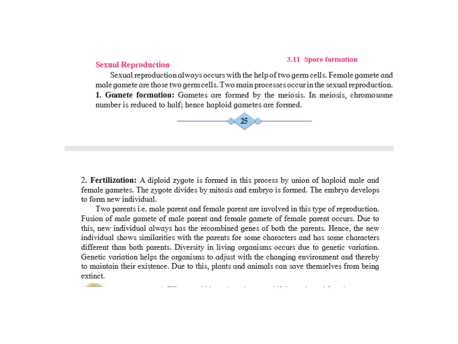The two main processes involved in sexual reproduction are gamete formation and fertilization. In gamete formation, meiotic division occurs due to which the chromosome number is reduced to half. As a result, haploid gametes are formed. In fertilization, the haploid male gamete fuses with the haploid female gamete to form a diploid zygote.